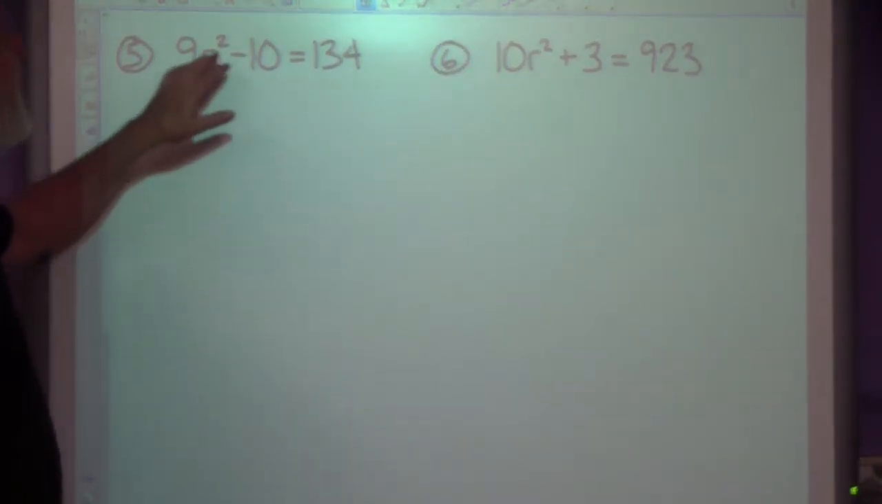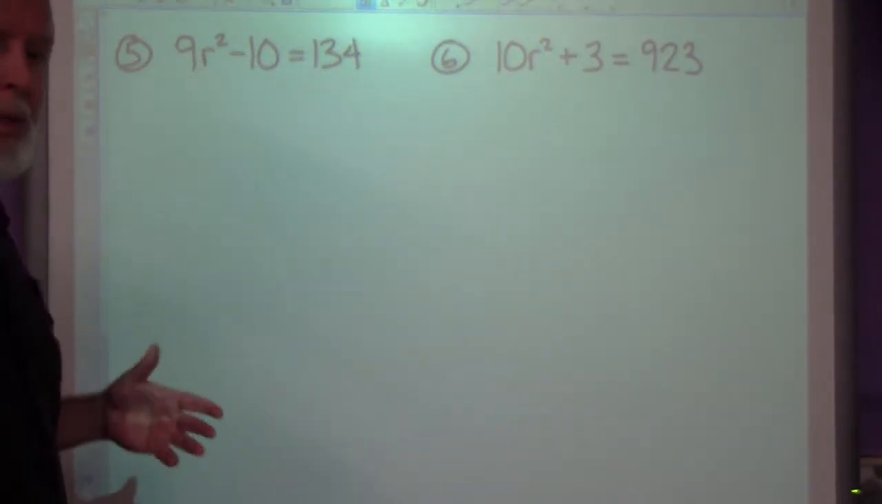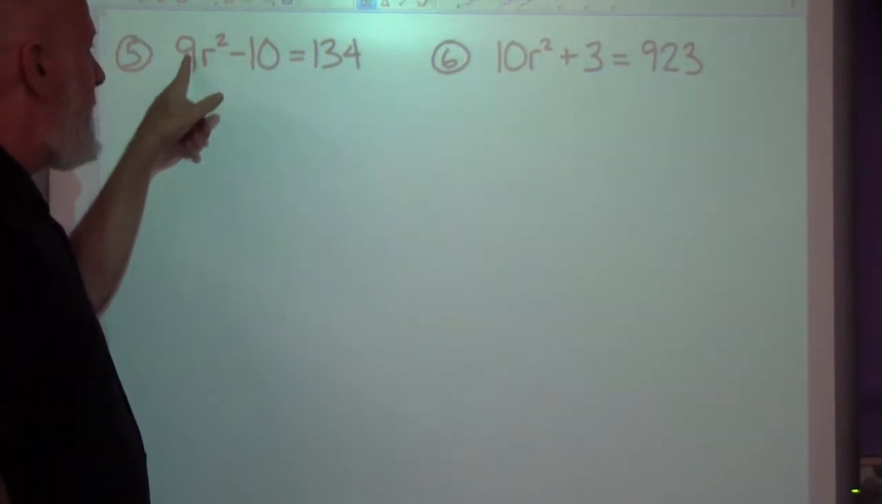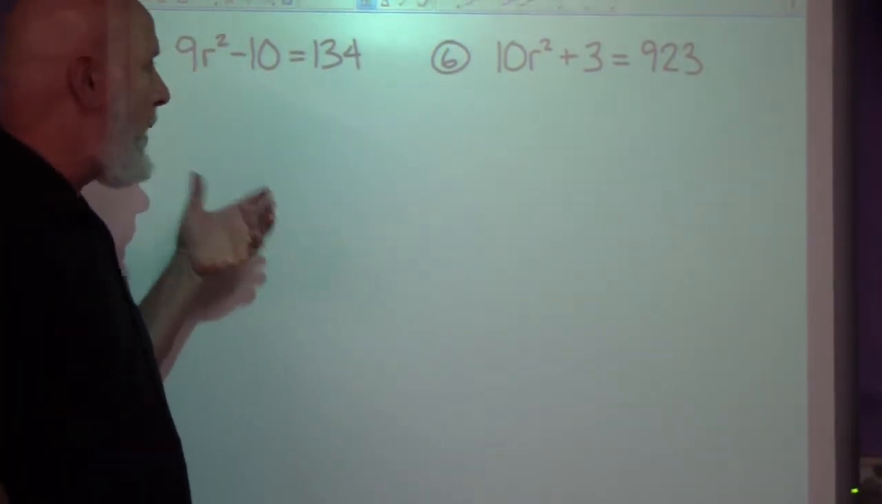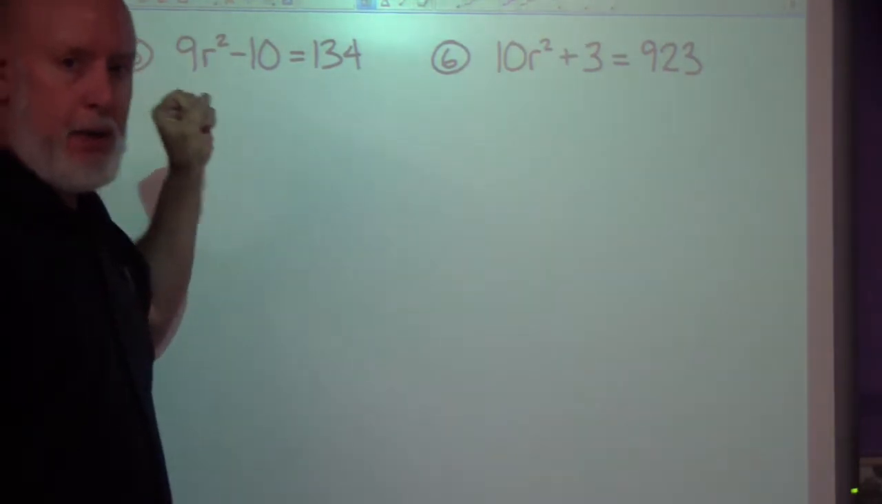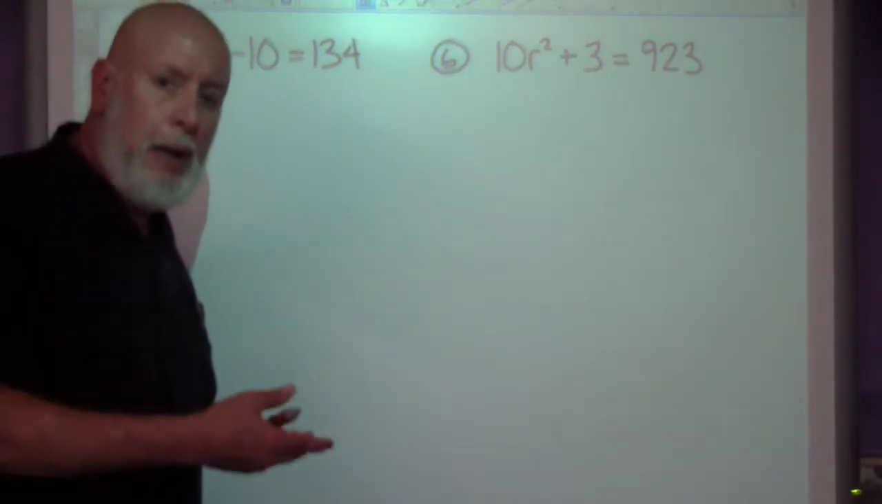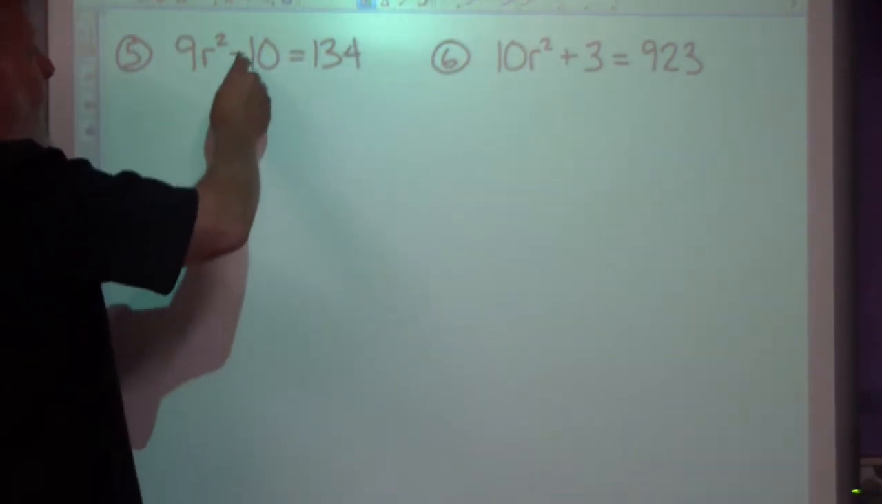So again, we're going to solve this for r squared just like we would in pre-algebra. I'm going to add 10 to both sides and then divide both sides by 9. That's my plan. Once I get r squared isolated, I'm going to take the square root of both sides and remember to include positive and negative solutions. So I'm going to add 10 to both sides.